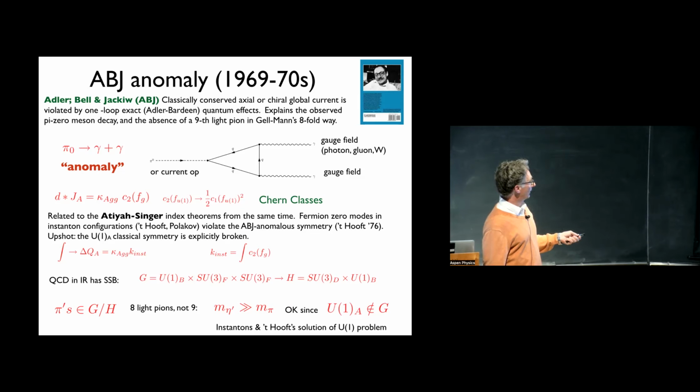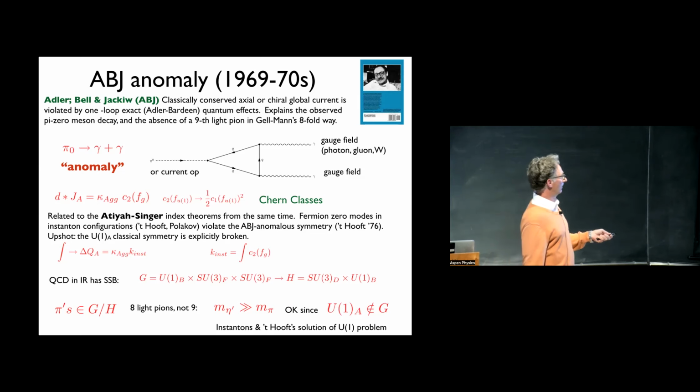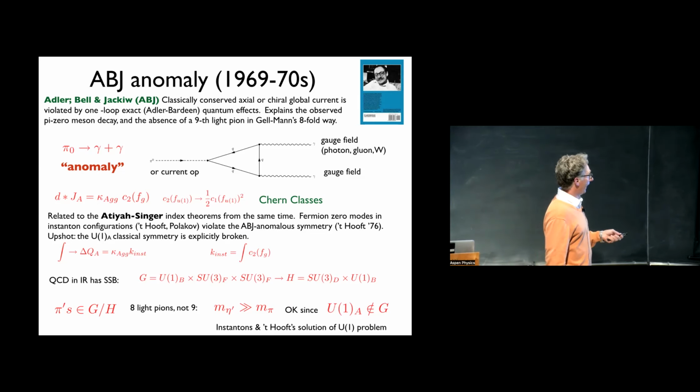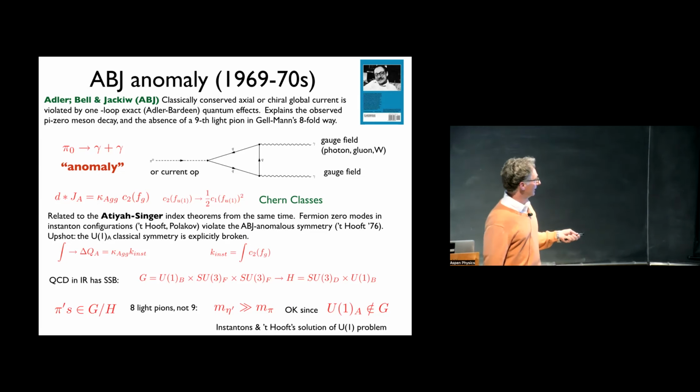And the way that it's broken is there's some coefficient, this kappa, which is just some number that we could compute in this triangle diagram, times something involving the gauge fields, which is topological. It's the second Chern class. Or if they're U(1) gauge fields, it's this Chern class squared. And this is actually related also to the Atiyah-Singer index theorems from around the same time.